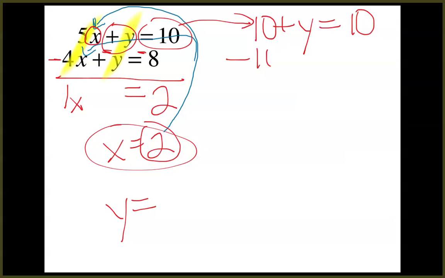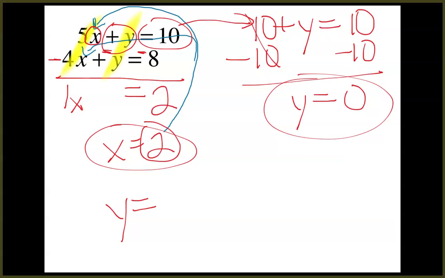And now all I have to do is minus 10, boom, boom, boom, boom, 2 and 0. That's my solution, 2 and 0 for x and y, and I just solved the system using the elimination method.